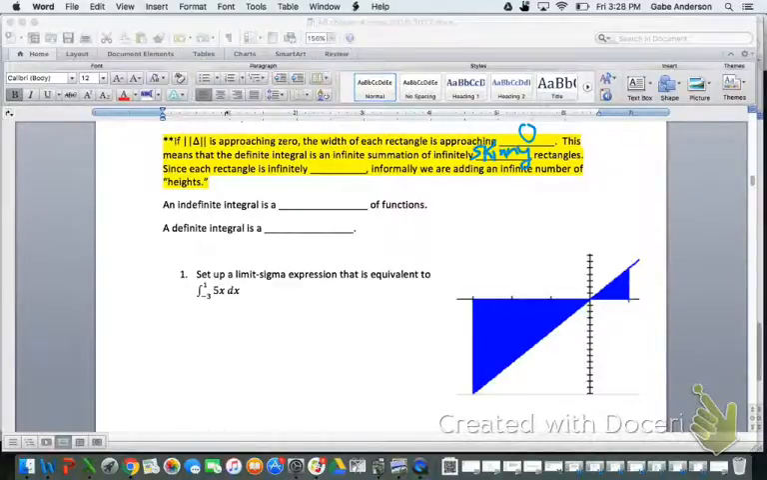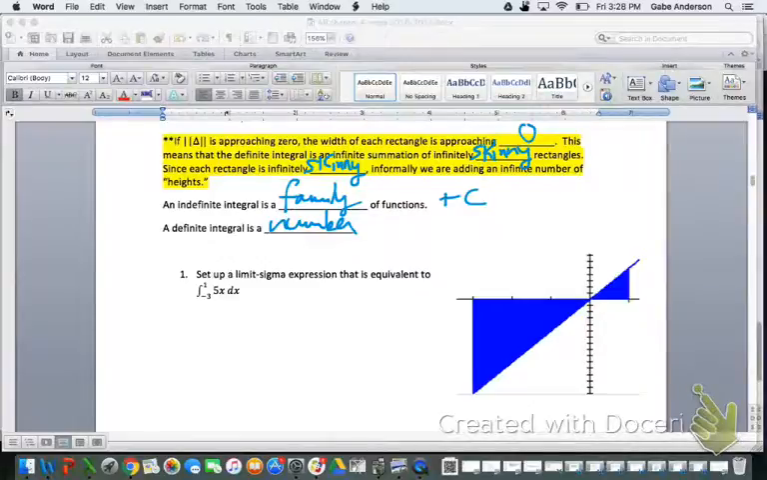Since each rectangle is infinitely skinny, you could informally think of it as we are just adding up an infinite number of heights. So an indefinite integral is a family of functions. This is what we worked on at the start. And what characterizes an indefinite integral, of course, is the plus c on the back end of those. And a definite integral is simply a number. You're just going to get, like, 3 or negative 12 or whatever it might be. So a definite integral just gives you a number, some kind of value, and an indefinite integral is a family of functions. Okay, so we are going to continue to practice what we've been doing in 4.2. We're going to do it here with number 1.